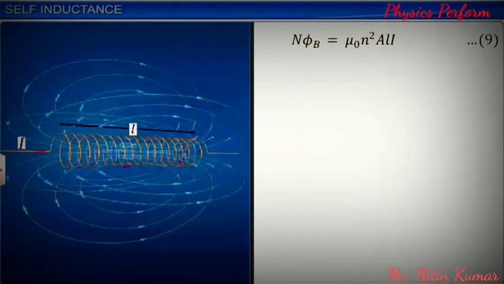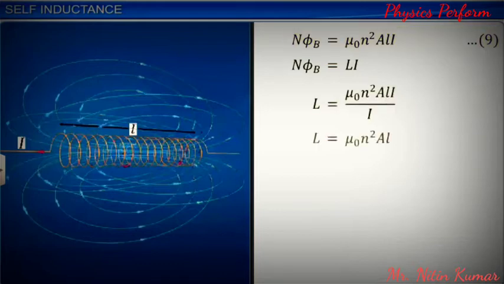We have already established that N phi B is equal to L times the current I. Comparing this expression with equation 9 and simplifying, we get the value of L as L is equal to mu naught N square AL. Let this be equation 10.